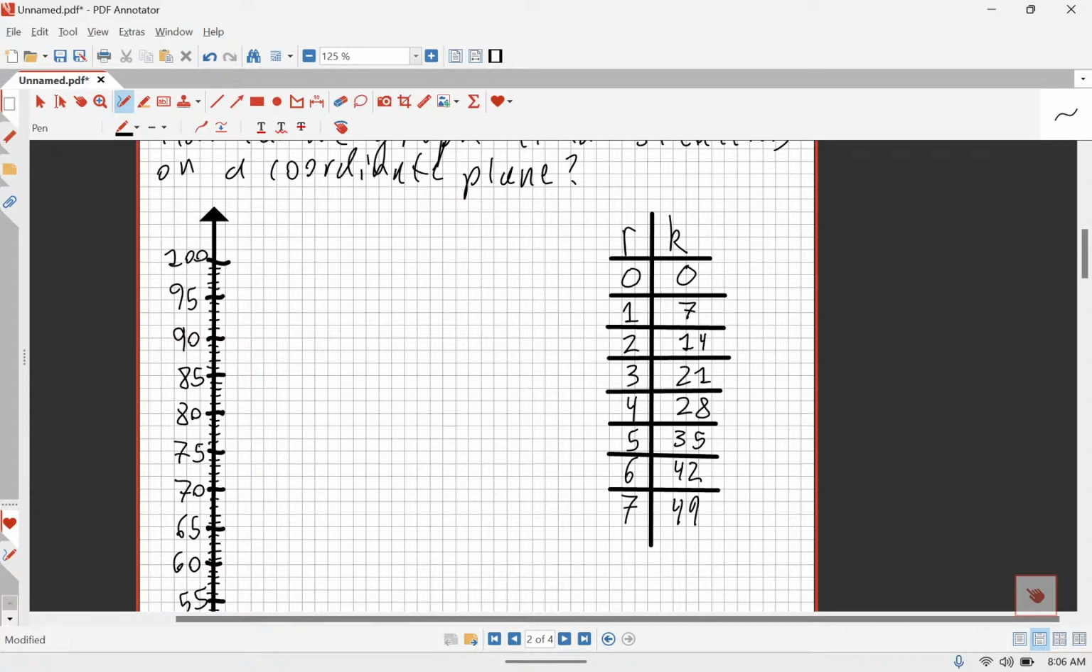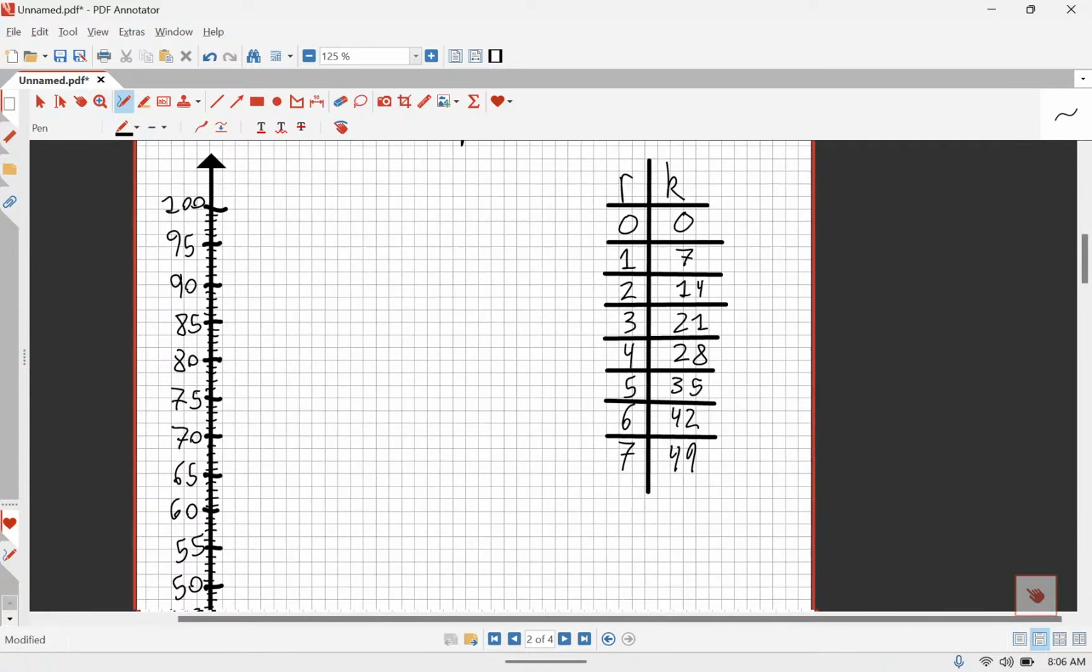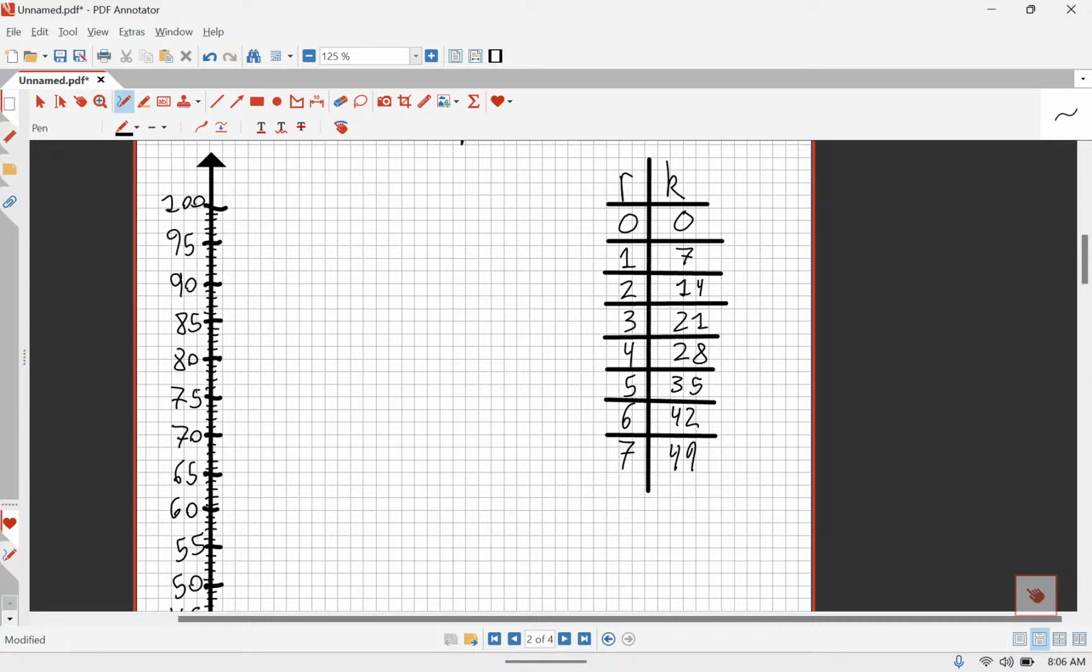And that's actually really important to what we're accomplishing. Because another thing that we want to do is we want to be able to write an equation to represent this situation. That is, the number of crowns is equal to 7 times the number of rides. That's the equation that would represent the situation.